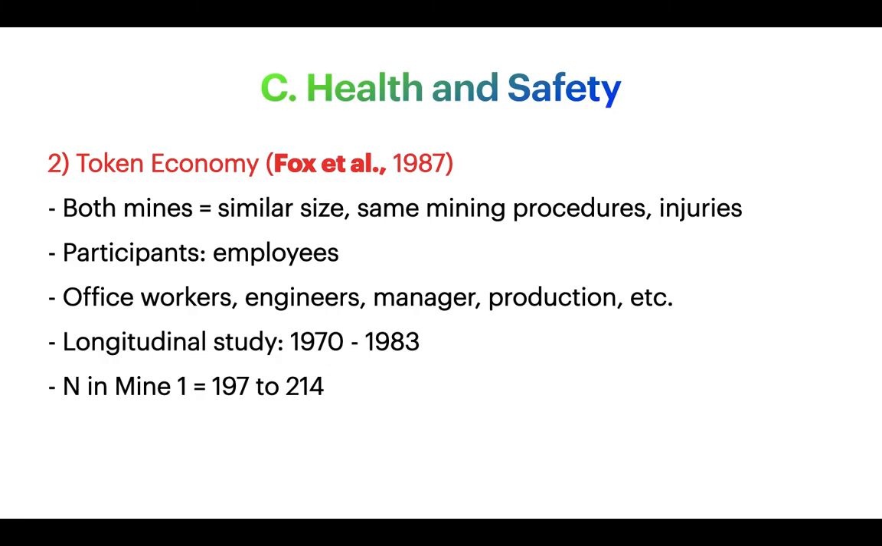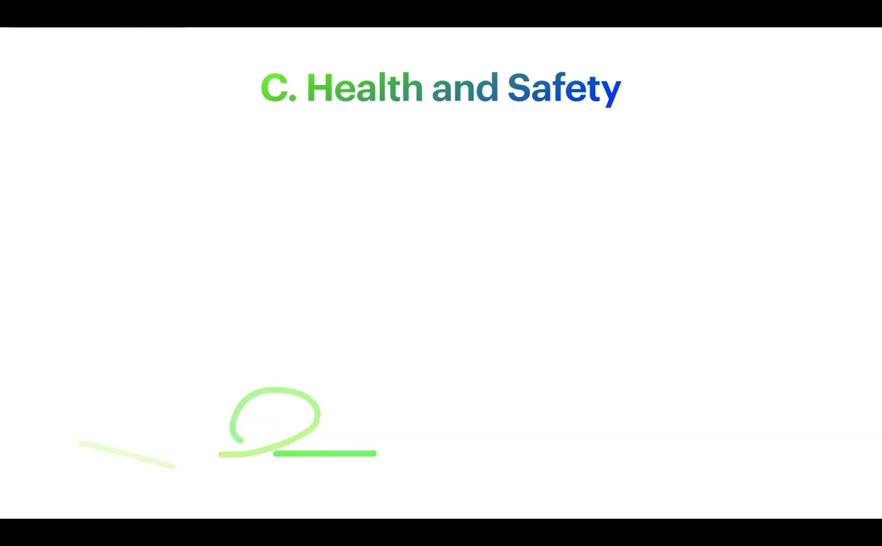Number of people in mine number 1 was 197 to 214. So it was not a consistent number of sample. Sometimes it would be ranging, right? Sometimes they get a lot of people to many people and stuff like that. So that was the total sample in mine number one. It ranged. Right? Mine number two started with 450. I think they ended up with 501 in the end.